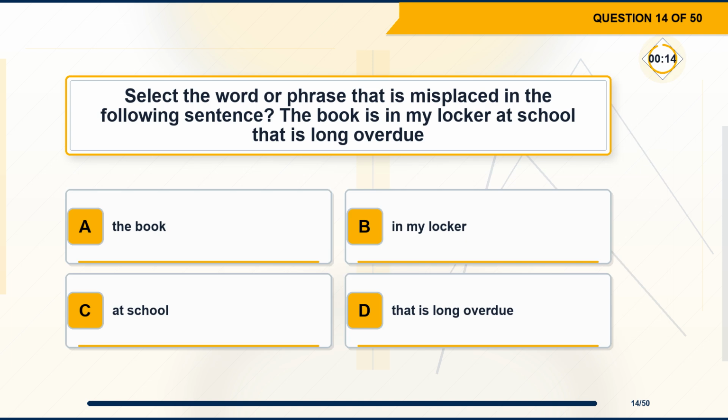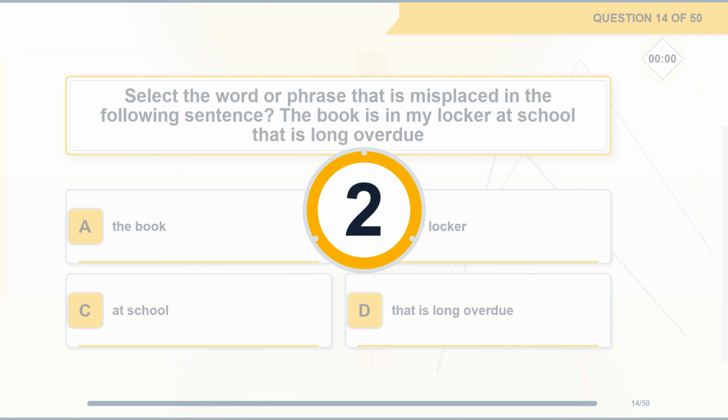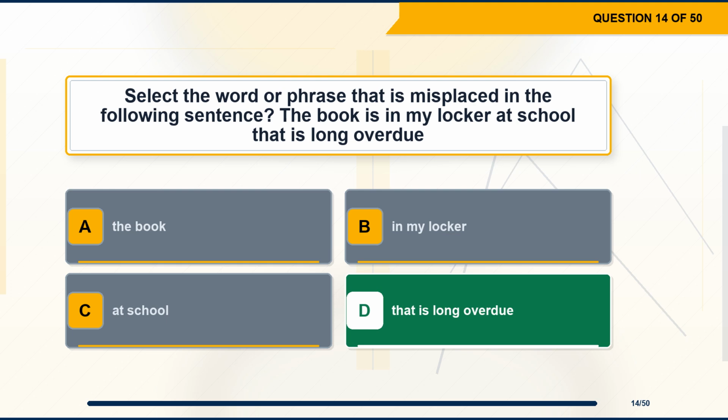Question 14. Select the word or phrase that is misplaced in the following sentence. The book is in my locker at school, that is long overdue. Option A, the book. Option B, in my locker. Option C, at school. Option D, that is long overdue. The correct answer is option D, that is long overdue.